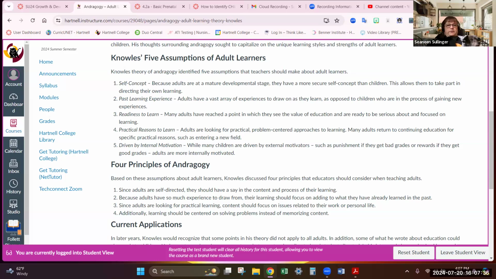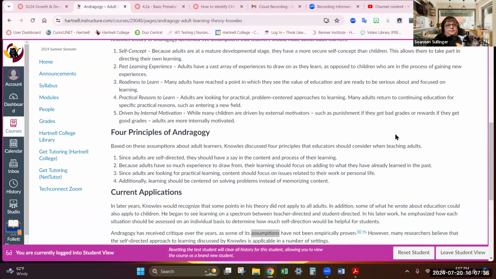And then if you think about the principles of andragogy, these are assumptions about adult learners. So I as an educator should consider, when teaching you as an adult, that there should be some sort of a say in the content and process of their learning. So I think that's kind of difficult in an online learning platform. I do try to give you some choices, for example, like the quizzes. You have a window in which to take the quizzes. And so to me, that's kind of your say of when you want to take the quiz.